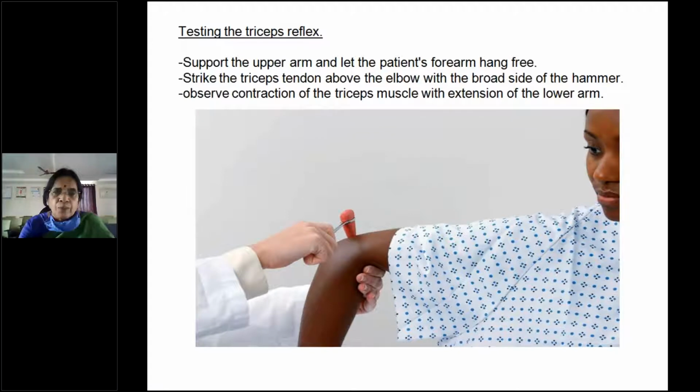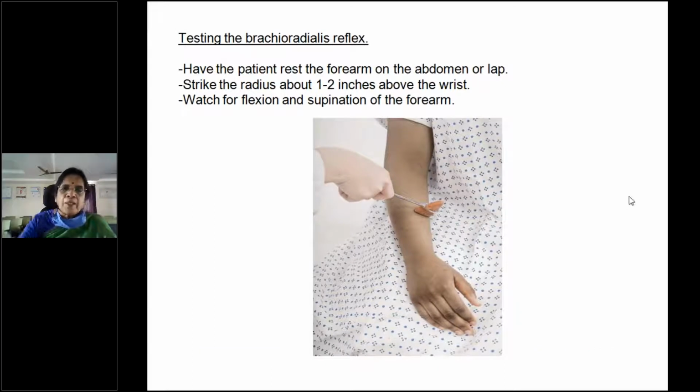For the triceps, you support the hand like this, and then apply the stimulus over the triceps tendon, not over the muscle, and see the extension. Observe the contraction of the triceps muscle and extension of the lower arm. And the brachioradial, that is the supinator: at the lower end of the radius, you apply the stimulus and see the supination of the forearm, which can be flexion and supination. That is the response you will get.